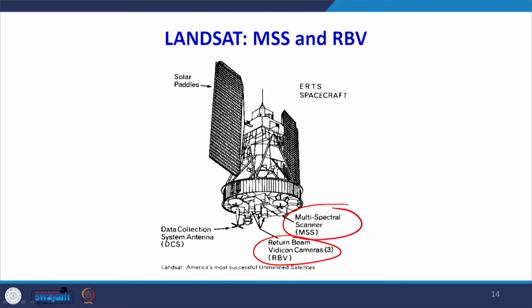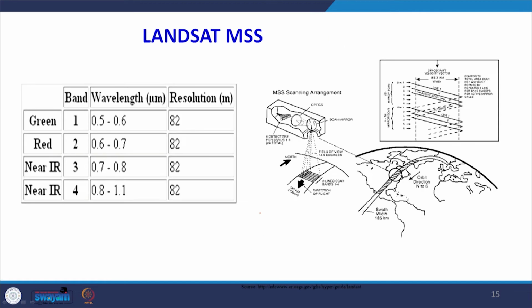So, this is the RBV system, the MSS system. This is the RBV 3 camera systems which are fitted over there. So, these sensors are carried by the satellite, and then they capture the incoming radiations.